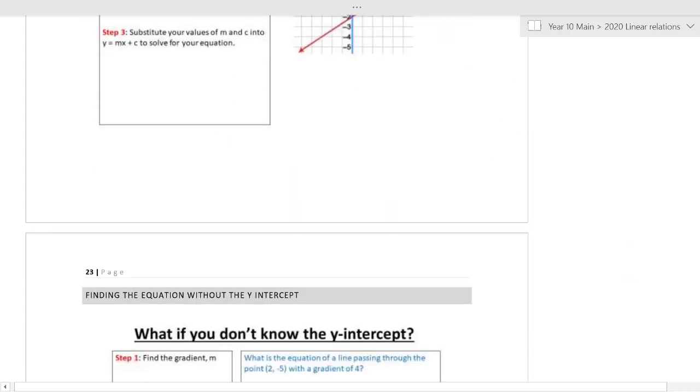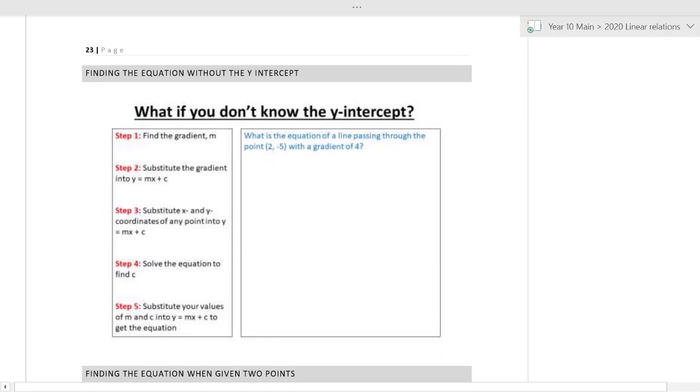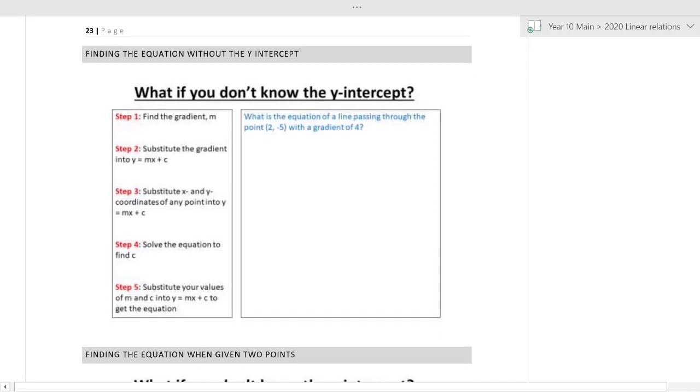Okay, so let's go ahead and look at one thing. But before we do, if you don't know the y-intercept, well, yes, we could still find the gradient, and then we could substitute it into the equation, and then we can go and find what our c value is. Okay, so let's have a look at this. What is the equation of a line passing through the point (2, -5) with a gradient of 4?